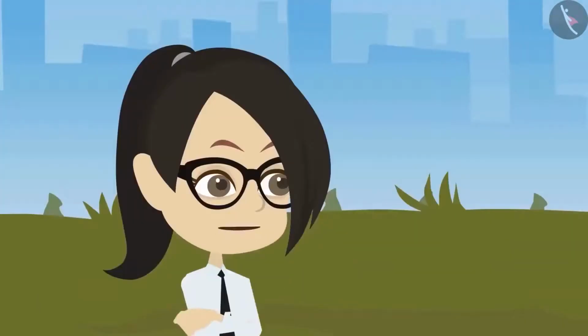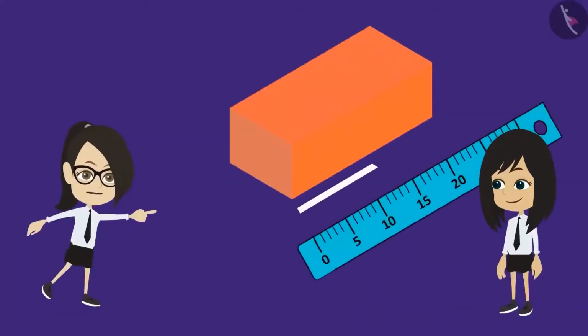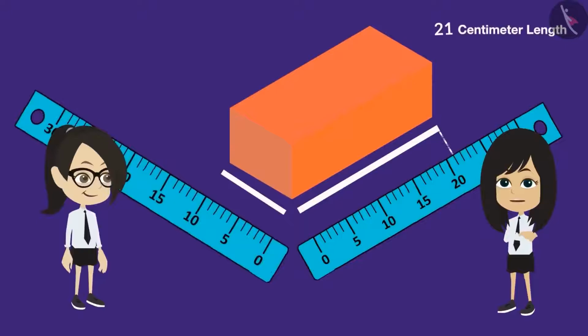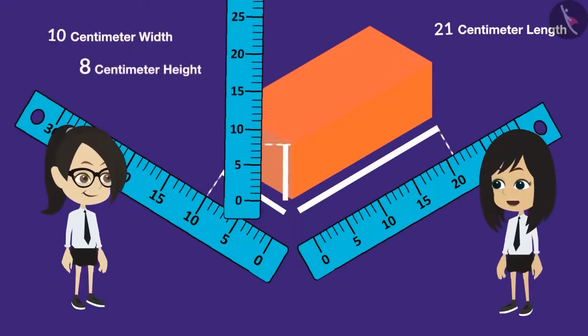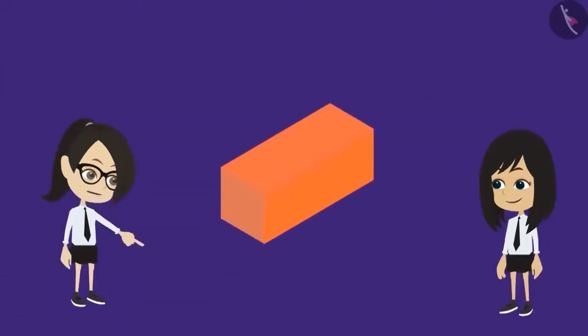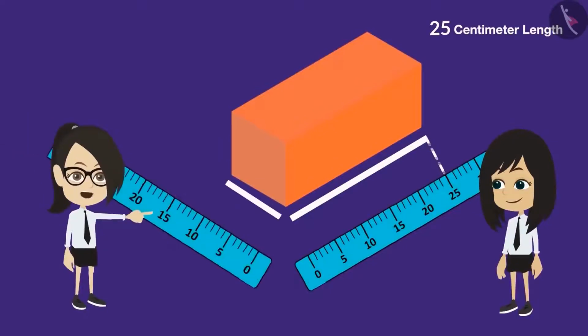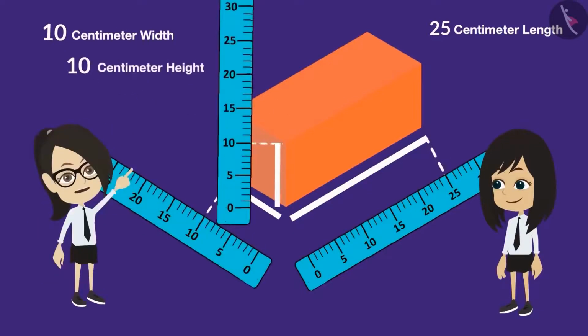Okay, let's measure them. First, let's measure the length of this brick. The length of this brick is 21 centimeter. The breadth is 10 centimeter and the height is 8 centimeter. Now let's measure this one. The length of this brick is 25 centimeter. The breadth of this brick is 10 centimeter and the height is also 10 centimeter.